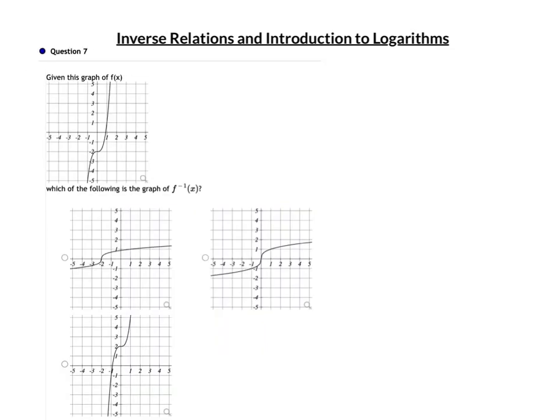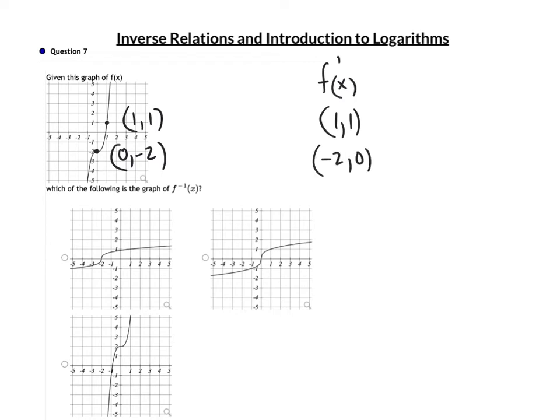Here we're given a graph, and we're supposed to find the inverse graph. Easiest way to do this is just pick a couple of points. How about this one? This is 0, -2. And this one, 1, 1. Now for the inverse function, we know the inverse will have 1, 1 when I switch the two. This is f inverse of x. But it will also have -2, 0.